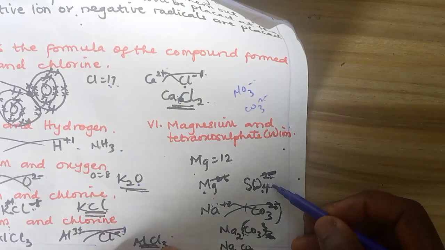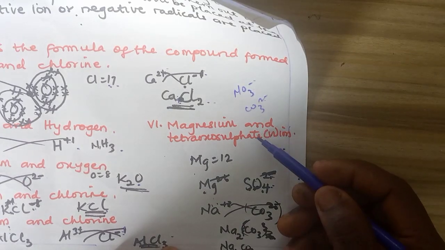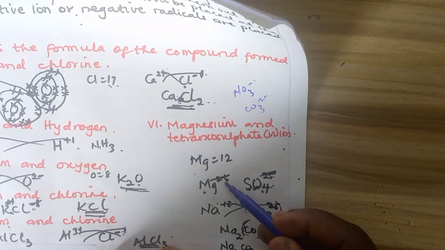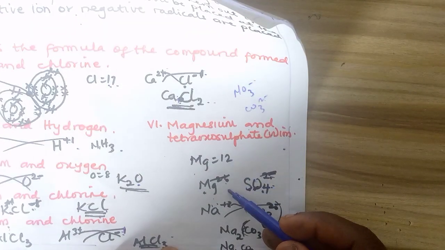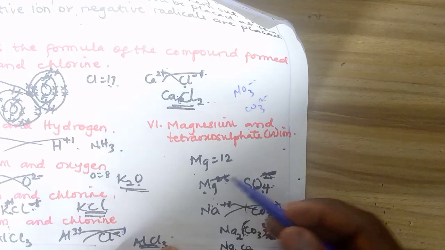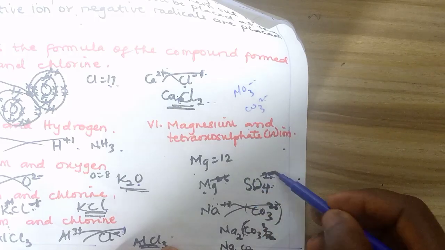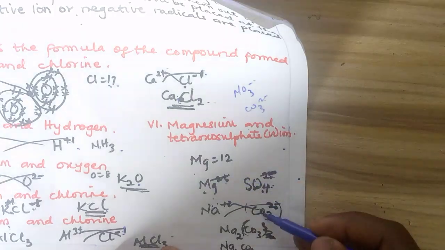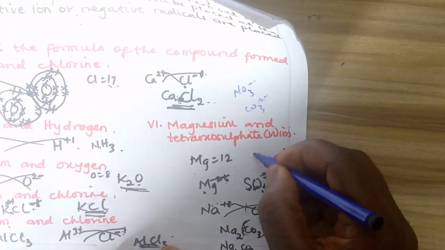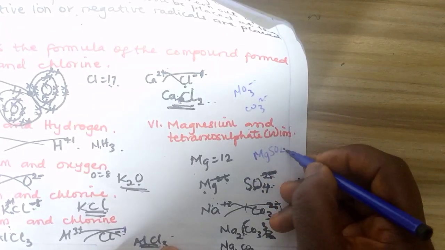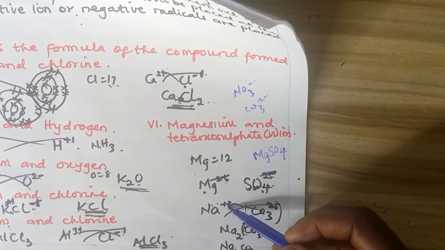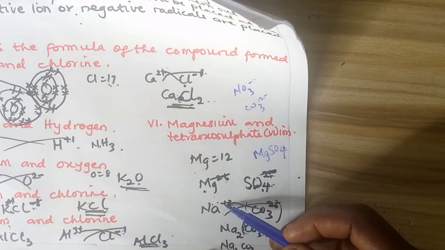So here now, magnesium is carrying +2, because you have to write the compound between magnesium and tetraoxosulfate(VI). Magnesium is 12, that's 2, 8, 2, so it is +2. Why is tetraoxosulfate(VI), which is a radical, carrying -2? So by the time you cancel them out, because they are the same, you end up getting magnesium tetraoxosulfate(VI).